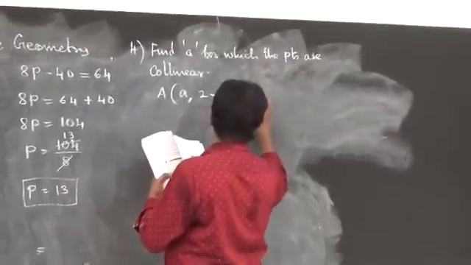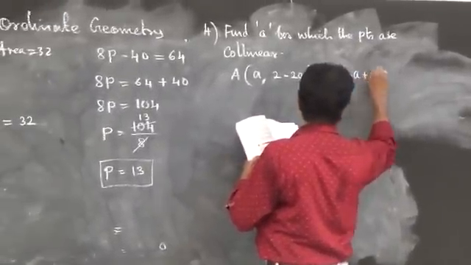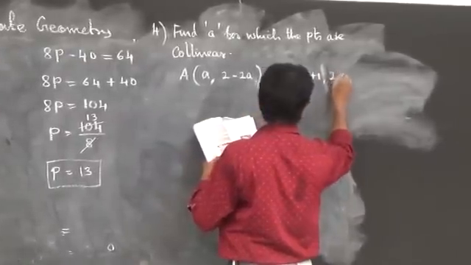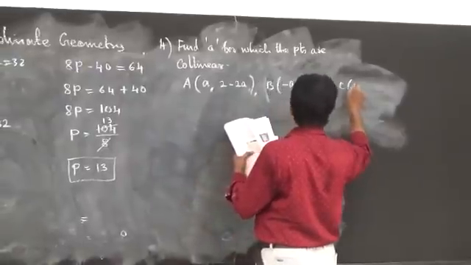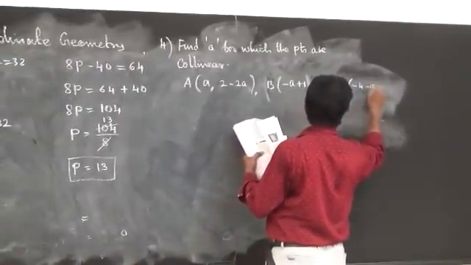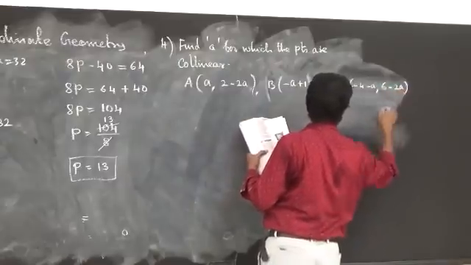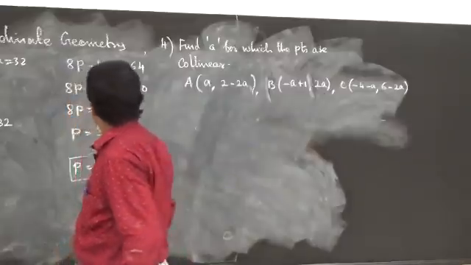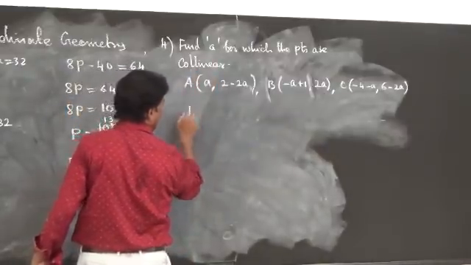And B is (minus a plus 1, 2a). C is (minus 4 minus a, 6 minus 2a). So the points are collinear. That means what we know, the area equals 0.